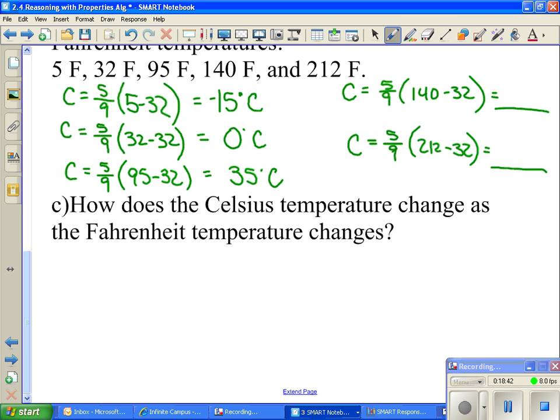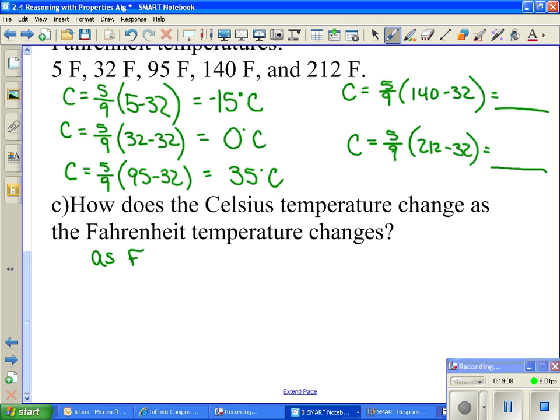Okay, so my question is, how does the Celsius temperature change as the Fahrenheit temperature changes? In other words, when the Fahrenheit temperature increases, what happens to the Celsius temperature? Does it decrease or increase? It increases. All right? So as the Celsius temperature changes, so does the Fahrenheit temperature.